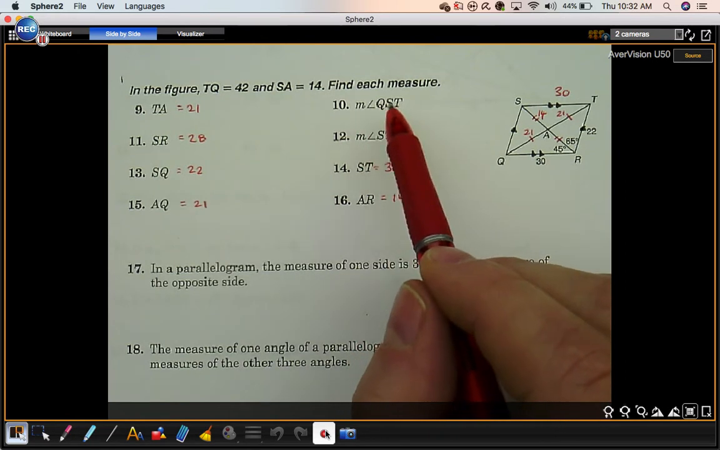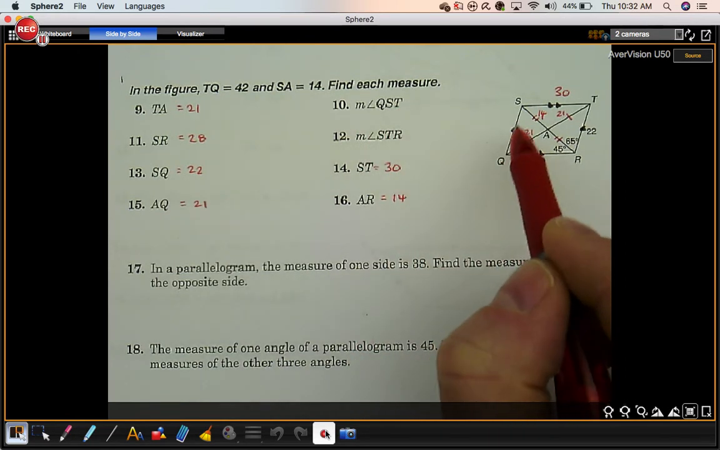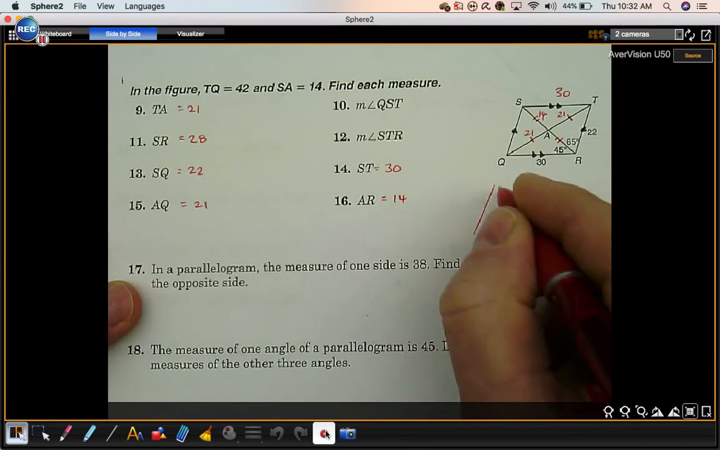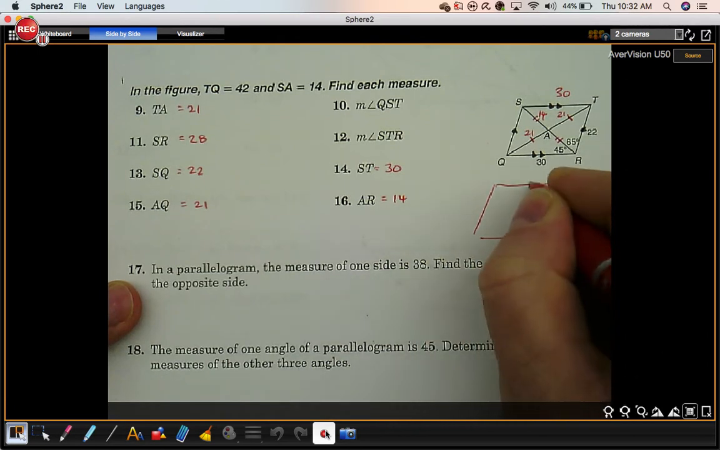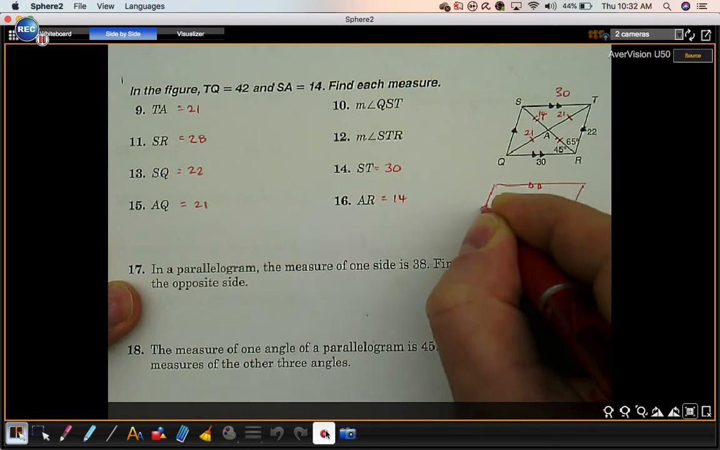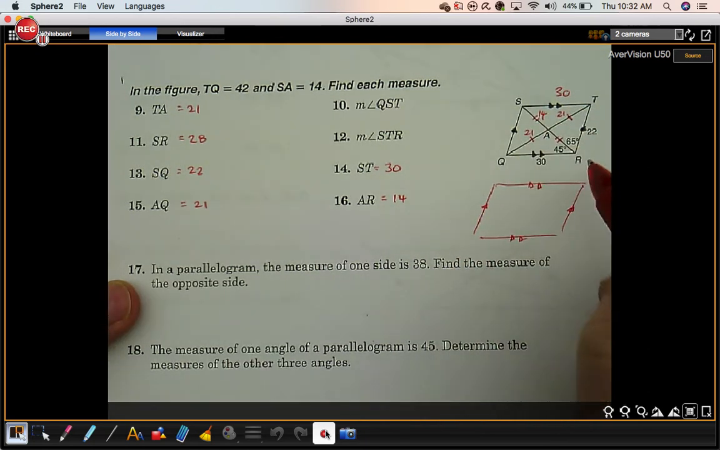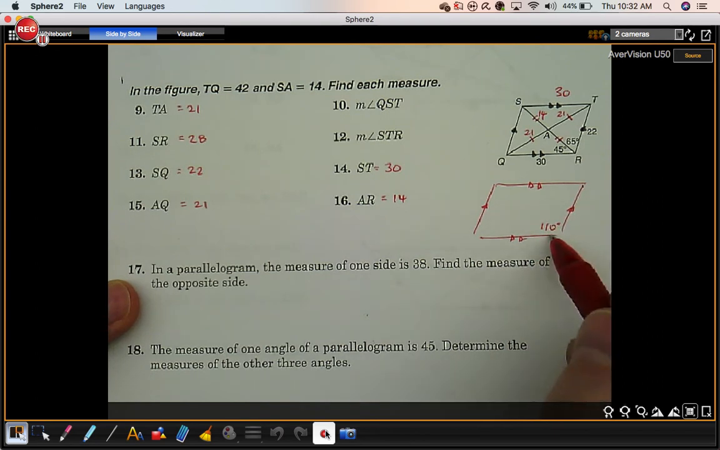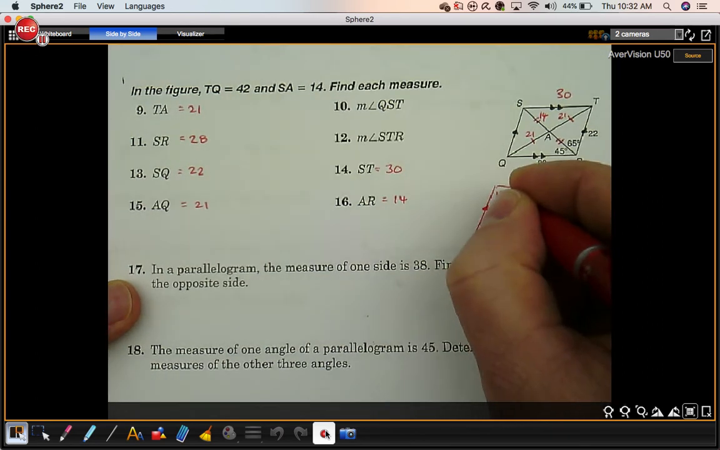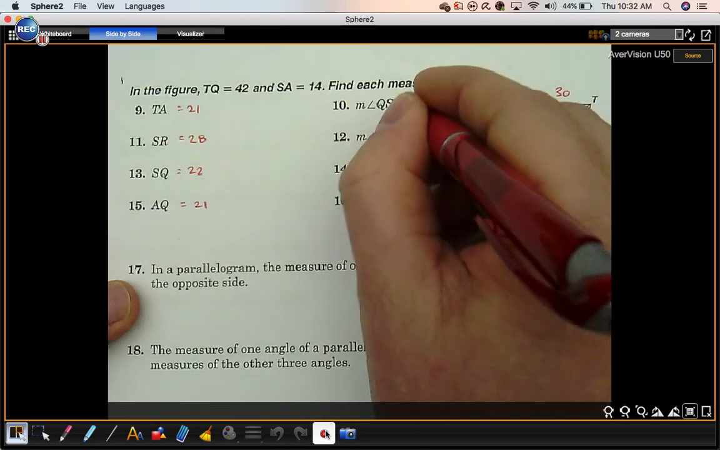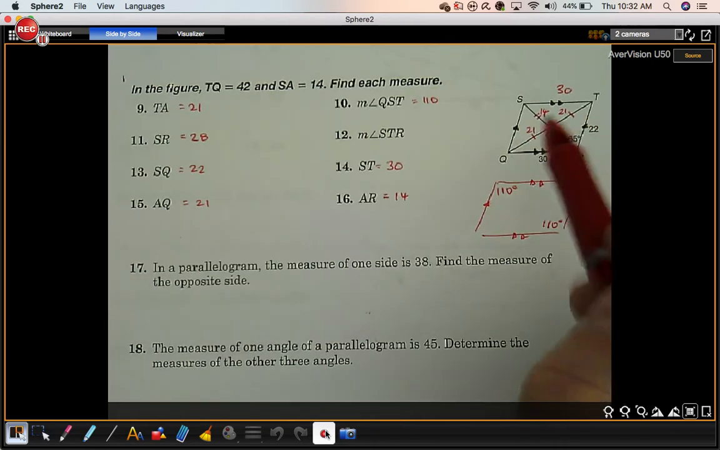Measure of angle QST. Here's Q, here's S, here's T. So angle QST, if it helps, I'm going to come down here and redraw this picture. That way the diagonals aren't on it, so I can focus on just that angle. Notice down here they tell you this angle is 45 and 65 together. That's 110 degrees. Well, if that's 110, what's this one? It's also 110. That's angle QST, 110. That's its measure. It's in degrees.